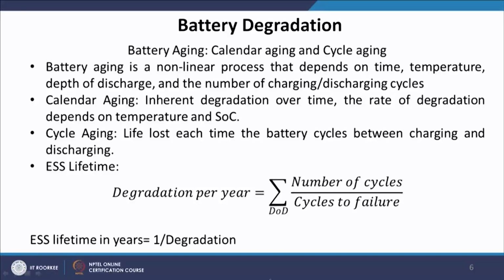Now, when you talk about battery degradation, that is battery aging: calendar aging and cycle aging. Battery aging is a non-linear process that depends on time, temperature, depth of discharge and the number of charging and discharging cycles. Very importantly, it depends on the number of times you charge and discharge, which decides your battery life.